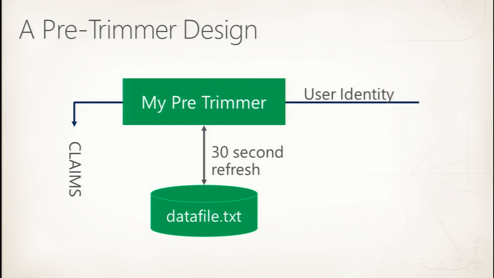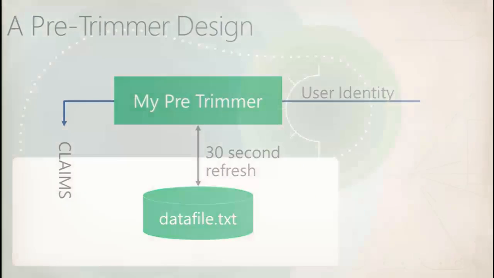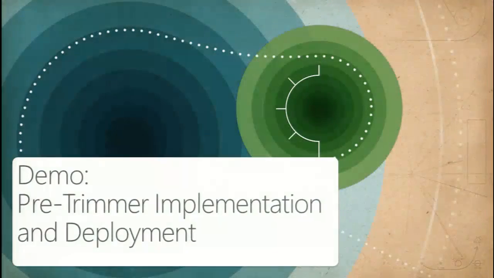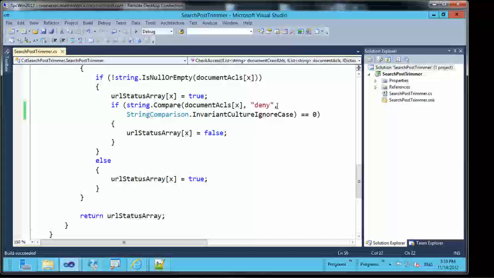I think I can start with the demo now. Let's see. That one? Yep. Right, so we're back here. In Visual Studio, I had to undo our little change here. So now it says deny here, and I redeploy the post trimmer. So the post trimmer is still active. We're going to keep it like that.